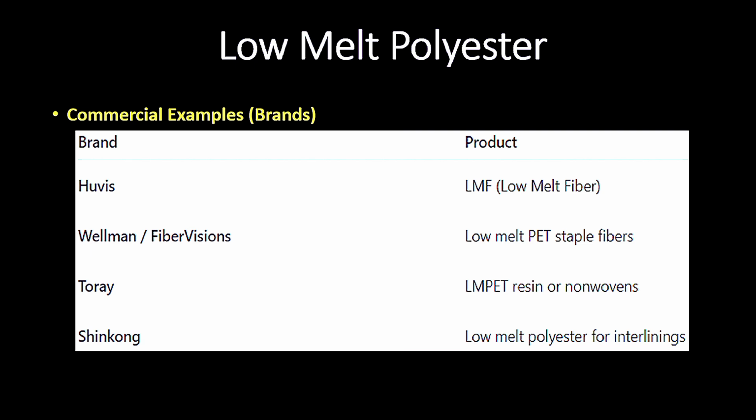Commercial examples, brands of low melt polyester or low melt fibers: Wellman, FiberVisions, low melt PET staple fibers. Toray is an important, well-familiar brand, with different products for different textile sectors, low melt resins and non-wovens. Shin Kong offers low melt polyester for interlining. These are the commercial examples or brands of low melt polyester fibers.